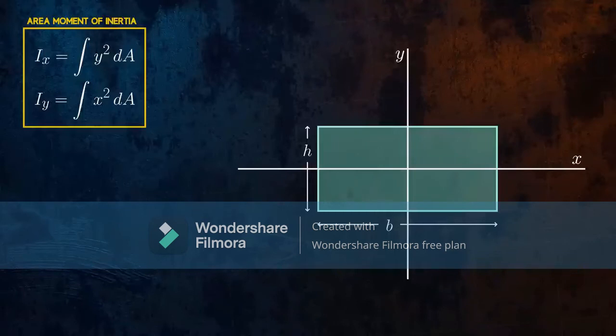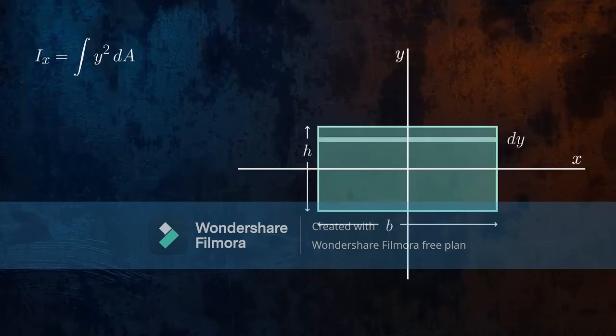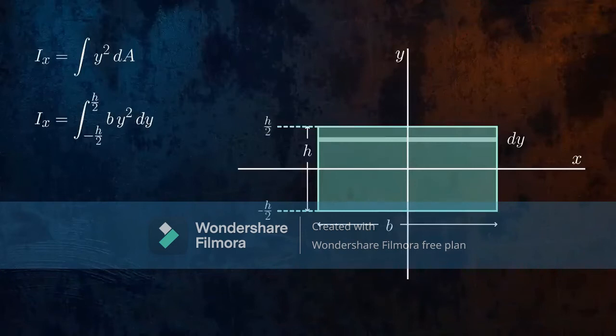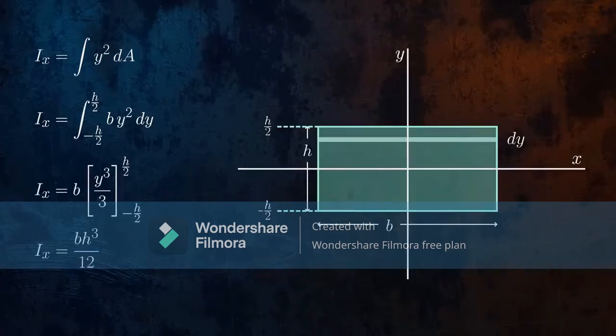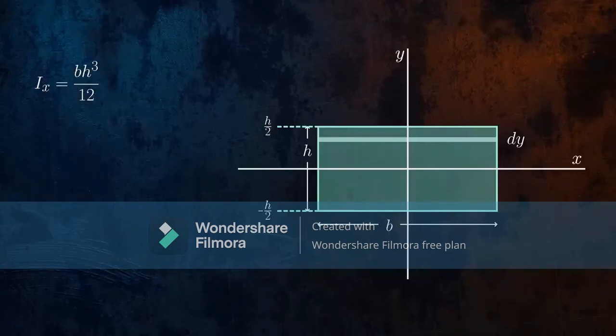We can consider that the rectangle is made up of multiple thin strips, which each have a height equal to dy. Each strip has an area equal to b times dy, which gives us the following integral. The limits of the integral are from the bottom to the top of the rectangle, so from negative h over 2 to h over 2. If we solve this definite integral, we end up with Ix being equal to b multiplied by h to the power 3 divided by 12. We can obtain the equation for Iy by switching the height and the width terms. So there you go. We just calculated the area moment of inertia for a rectangular cross-section using integration.